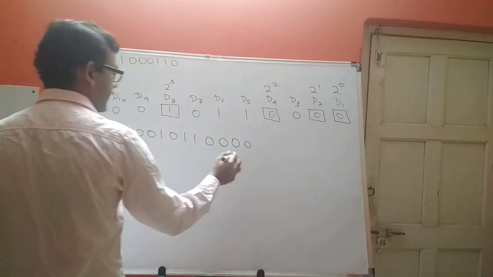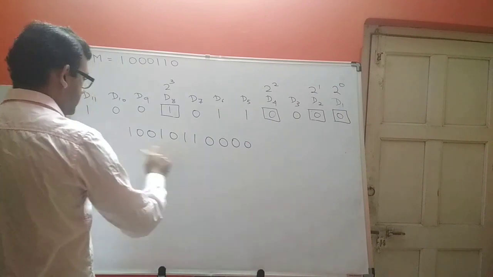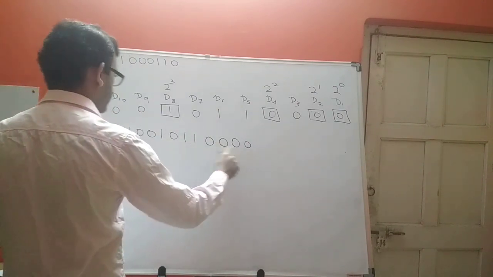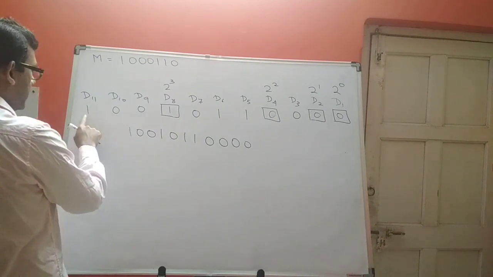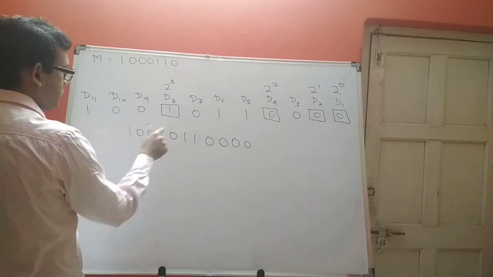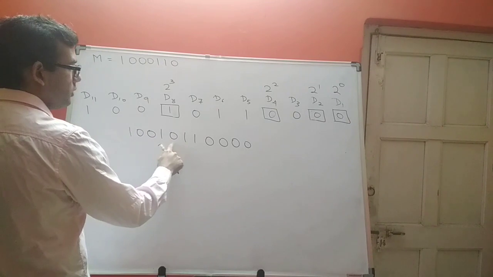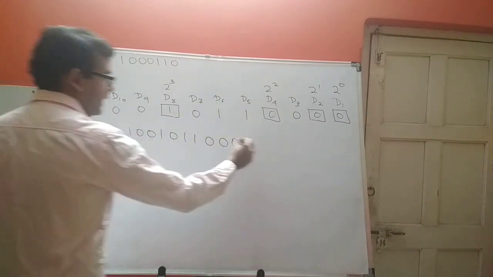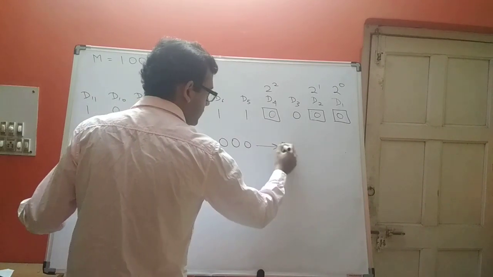Let me just check. First check the number of bits. 1 2 3 4 5 6 7 8 9 10 11. Yes, there are 11 bits. And have I written them correctly? 1 0 0 1 0 1 1 0 0 0 0. Yes. So this is the entire thing that will be taken and given to the receiver.